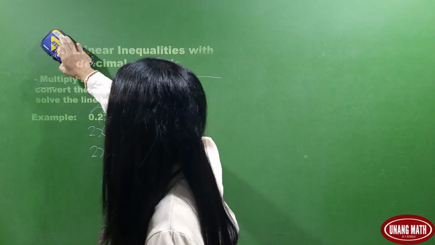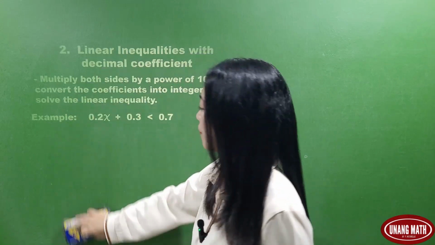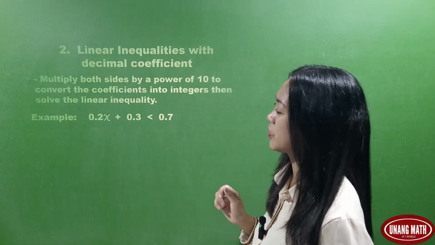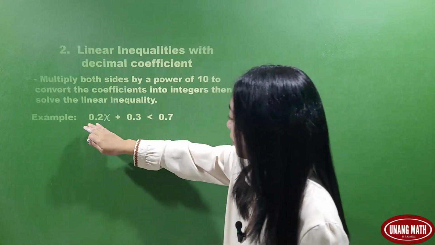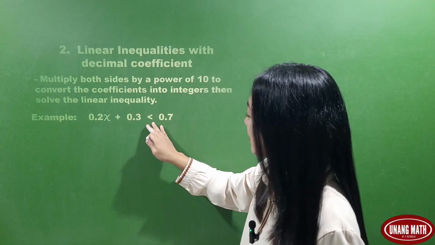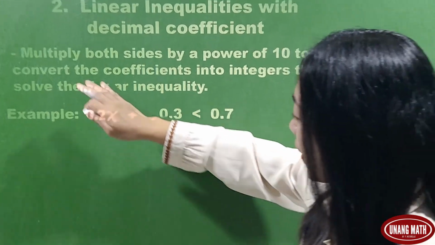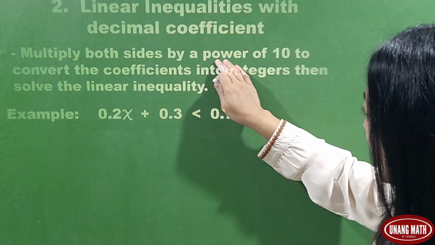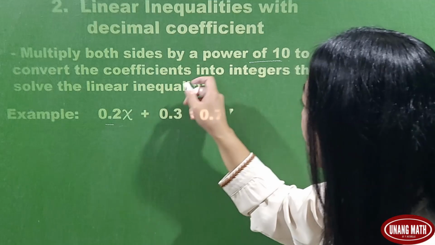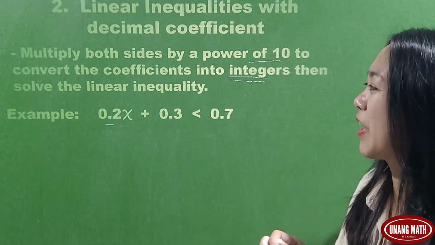How about linear inequalities with decimal coefficients? How are we going to solve them? We have here an example, 0.2x plus 0.3 is less than 0.7. What we have to do is multiply both sides by a power of 10 to convert the coefficients to integers. Then solve the linear inequality.